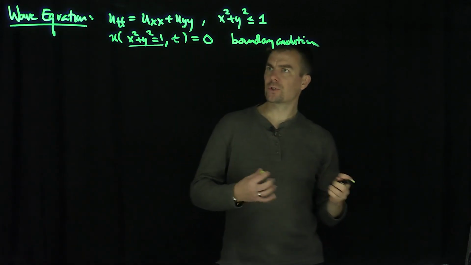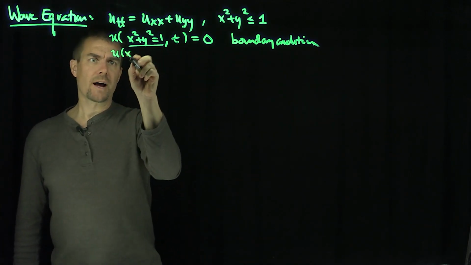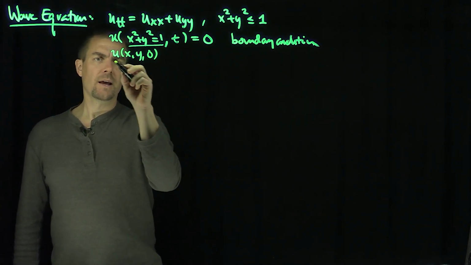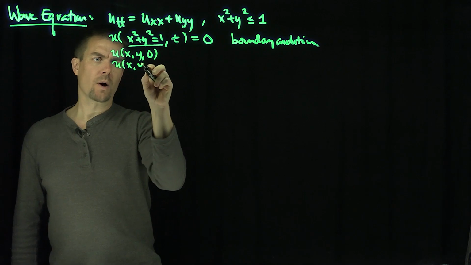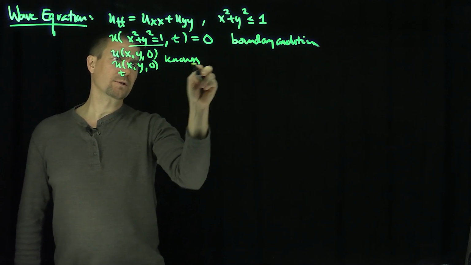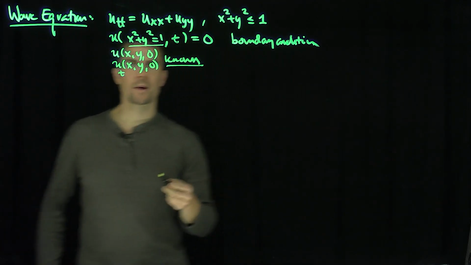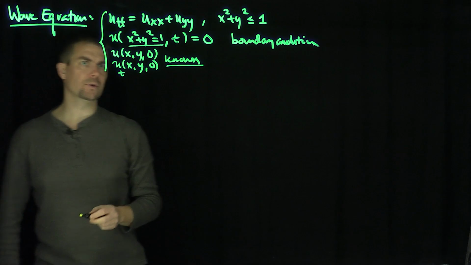And of course, if there's some circular symmetry in the problem, we'll assume also that u(x,y,0) and u_t(x,y,0) are known. Those are going to be known to us as functions f(x,y) and g(x,y). So this is our setup for the wave equation on this circular region.